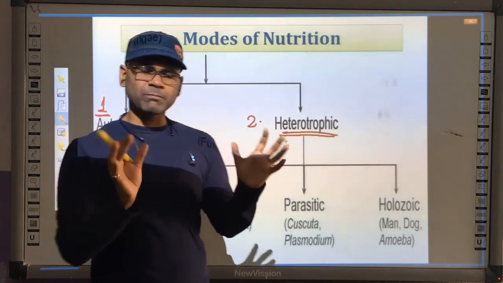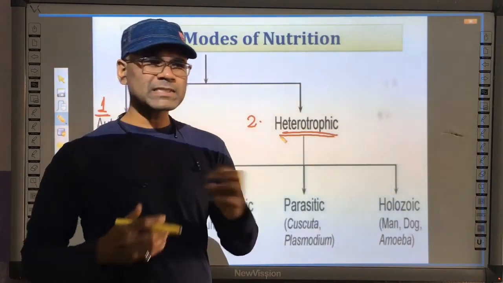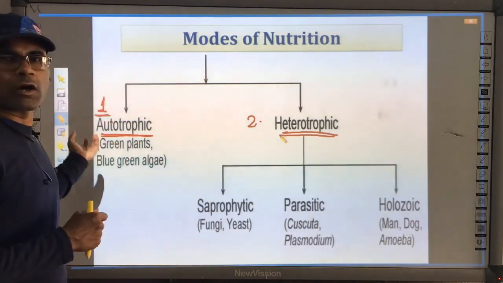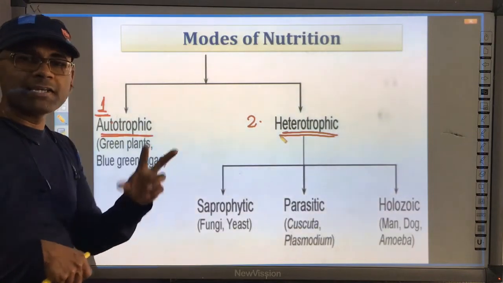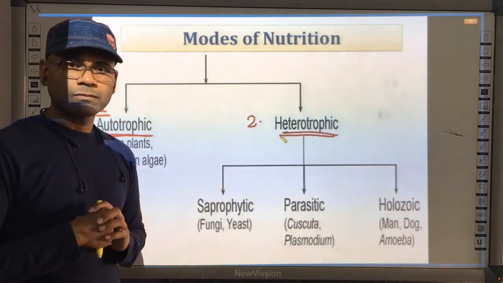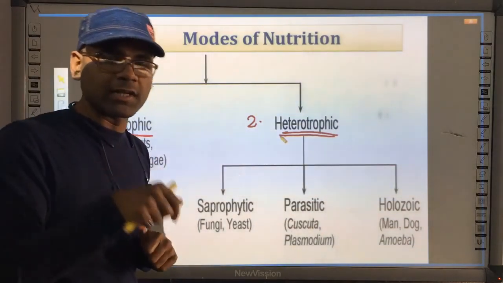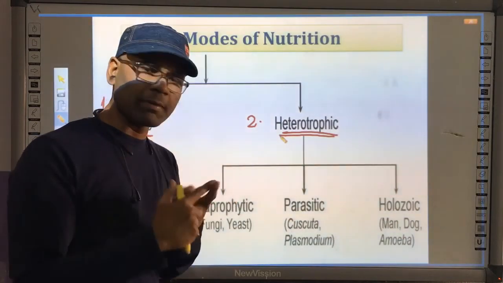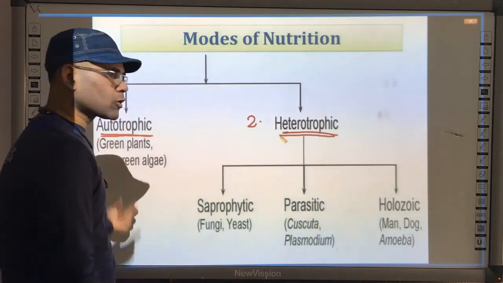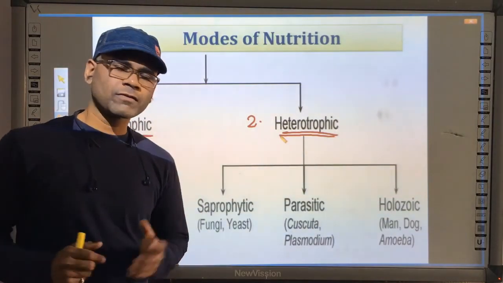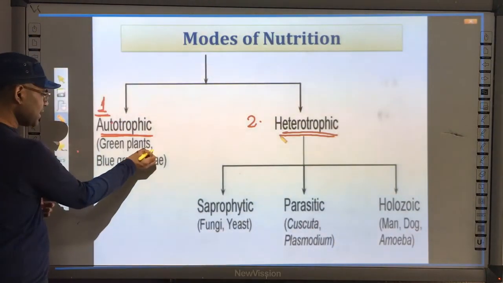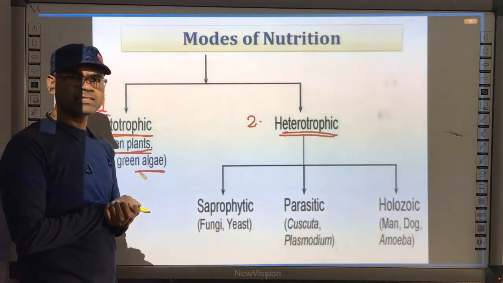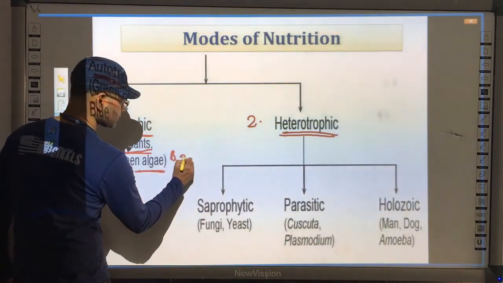As far as the definitions of both are concerned, you already studied, but let me highlight. The autotrophic mode of nutrition is one in which the organism can prepare its own food. Here food means nutrient. The organism is responsible for forming its own nutrient. That is called the autotrophic mode of nutrition. It is performed by all the green plants and various algae as well as some bacteria.